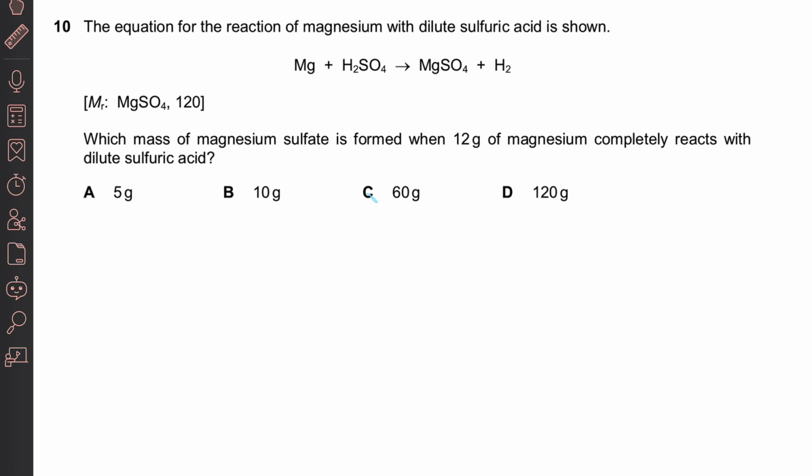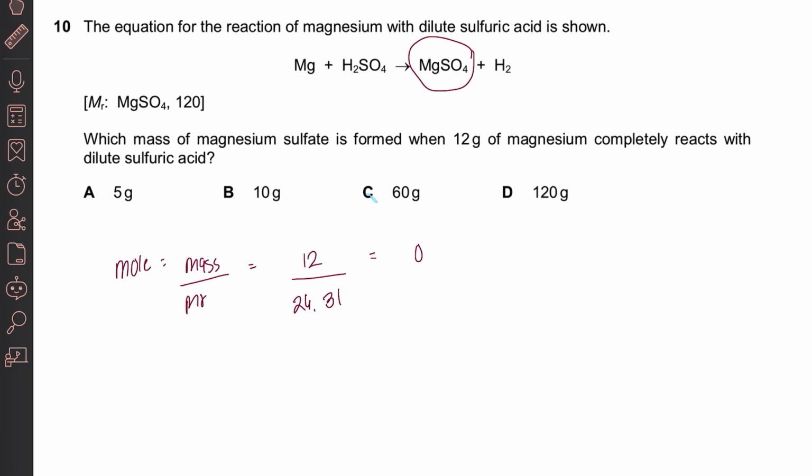Okay, so first, what they're asking you for is to find the mass of magnesium sulfate. To do that, we can find the moles of magnesium. Moles equals mass over Mr. The mass is 12 grams divided by the Mr of magnesium from the periodic table, which is 24.31.